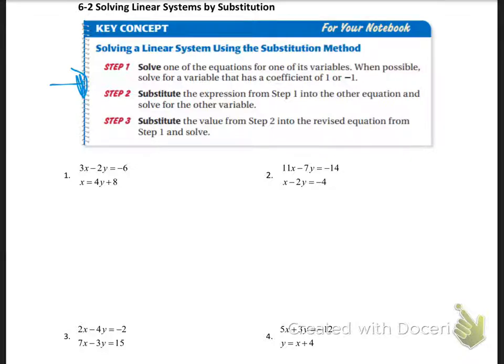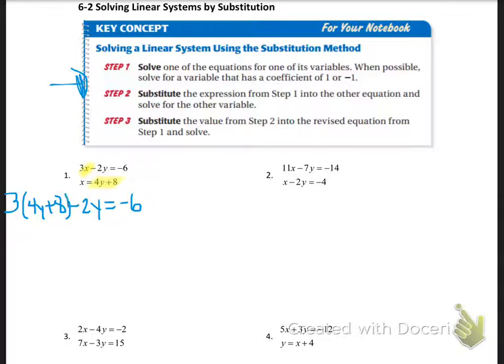Step 2, substitute that in for the variable into the first expression. Okay, then solve. So if we look at number 1 here, notice that x is already alone. x is equal to 4y plus 8. So then if I look up at the problem above it, where there's an x, I'm going to replace it with 4y plus 8. So now, looking at that first equation, I have 3 instead of an x, I'm going to substitute 4y plus 8, minus 2y equals -6.